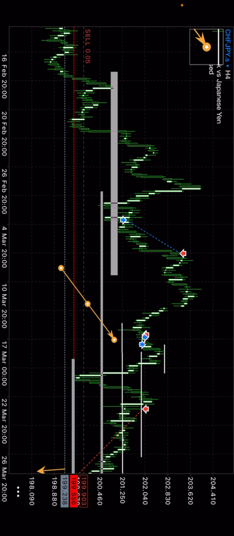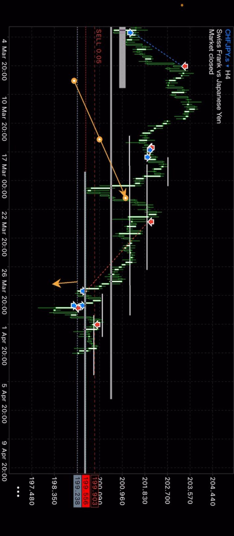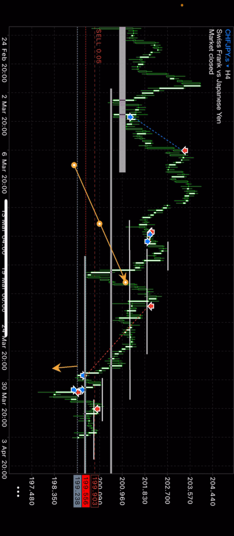Then this one, I was able to catch this sell from this position right here.